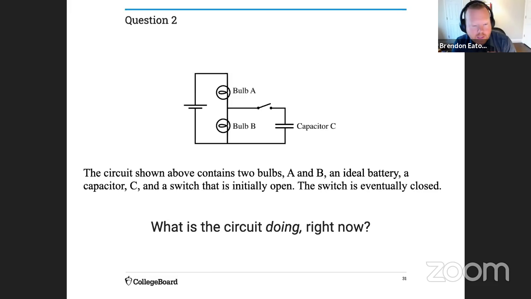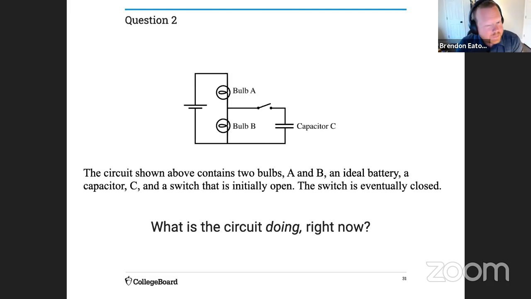Hopefully you know that bulb A and bulb B are just in series with each other, and if they're identical bulbs, they have the same brightness, they have the same current, they probably also have the exact same potential difference, or the voltage drop across both bulbs.